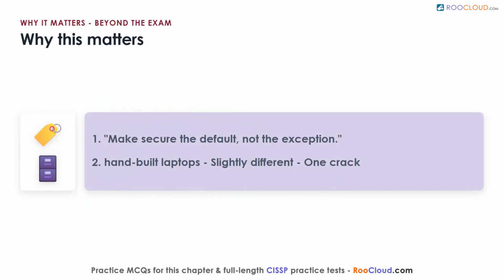Why does this matter beyond the exam? Because building security from a blank page for every system is a recipe for gaps. A baseline gives you a trustworthy floor to stand on. Picture rolling out 100 new laptops, each hardened by hand, and each slightly different. One forgotten setting becomes the crack an attacker slips through. Baselines make secure the default, not the exception you hope someone remembered.